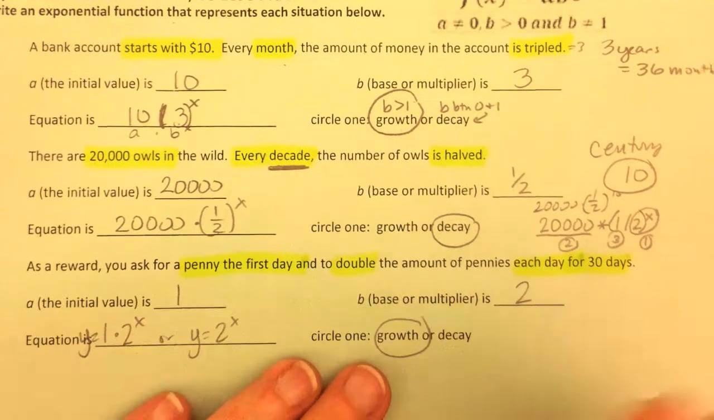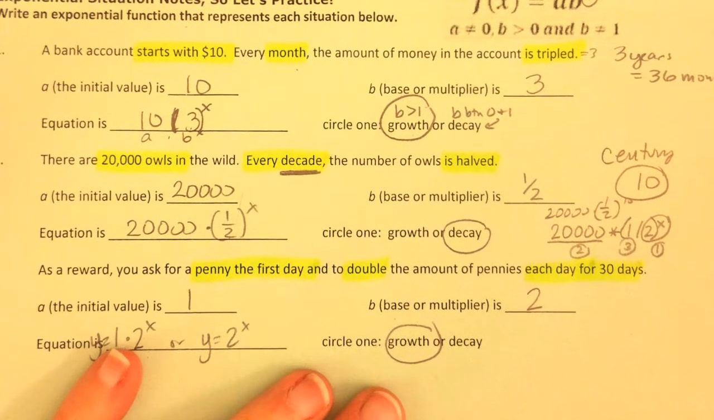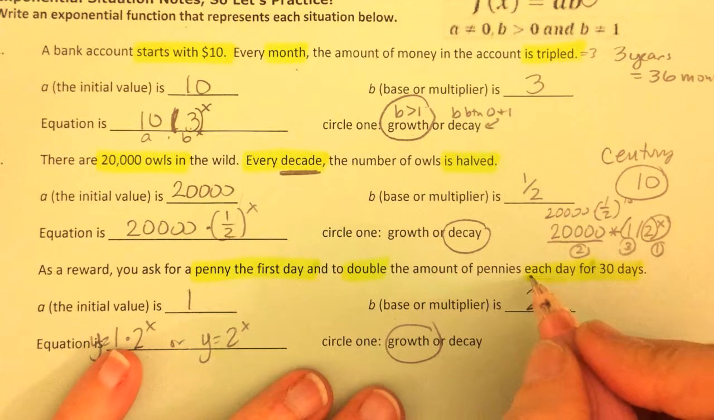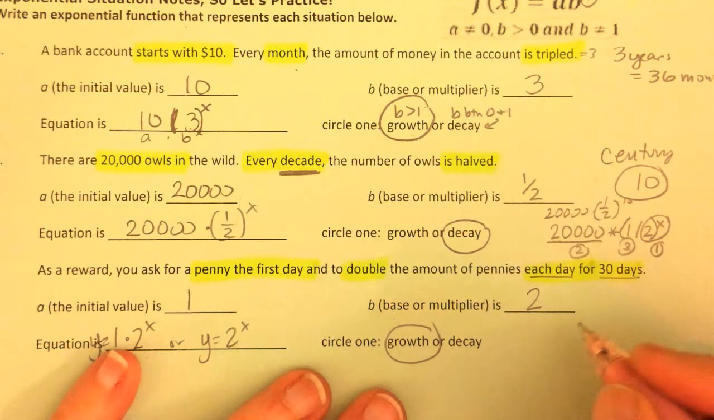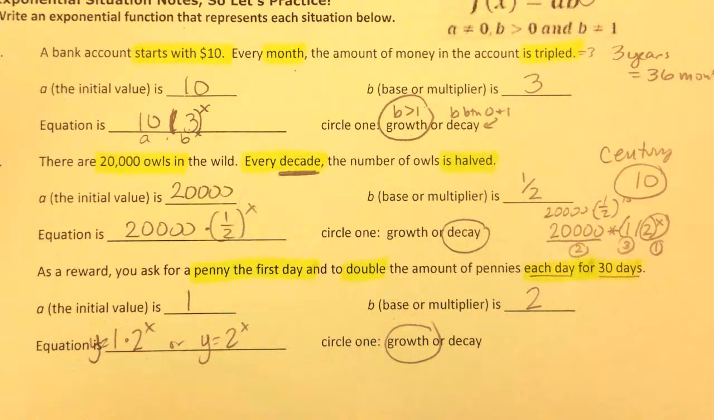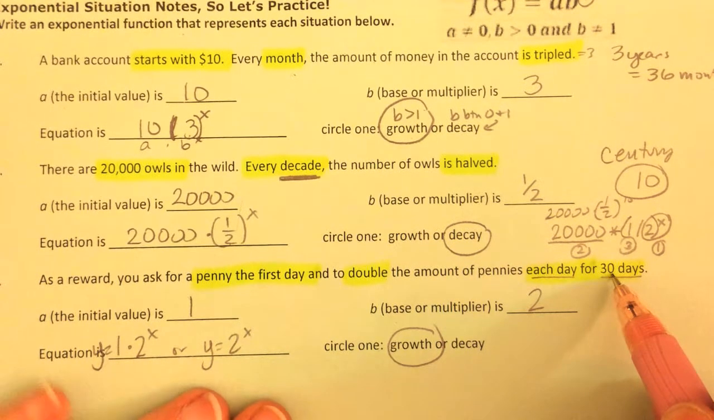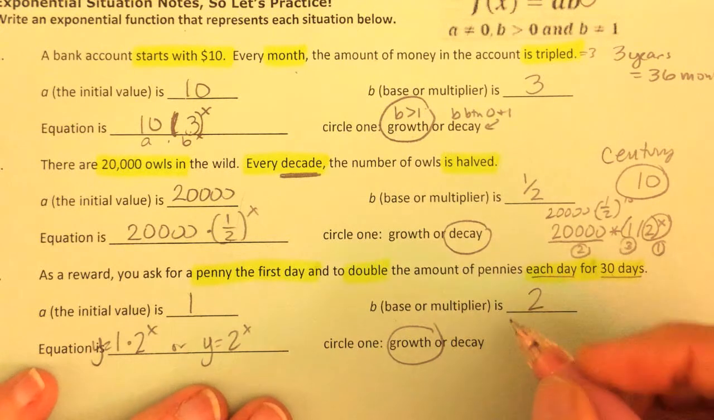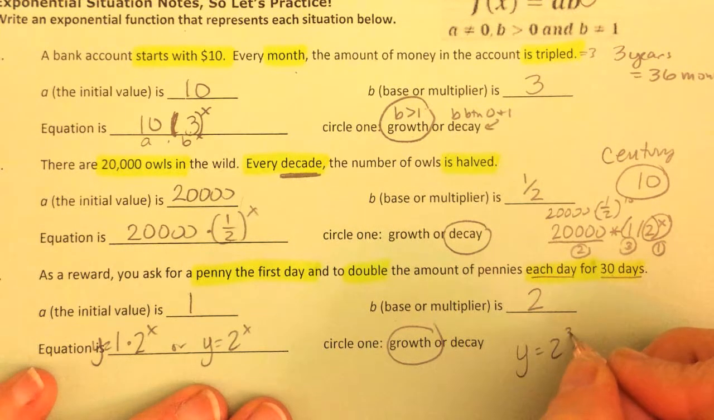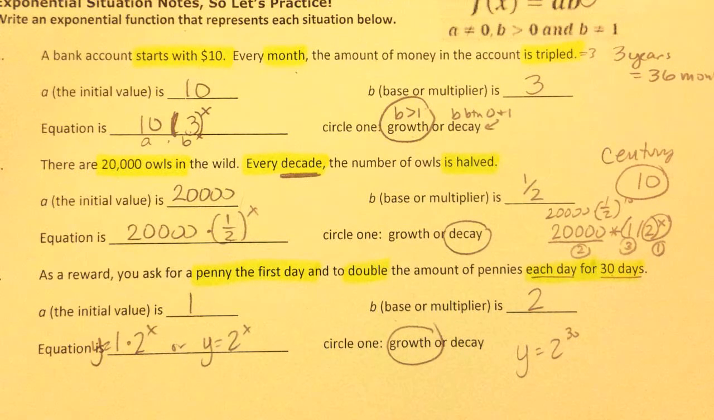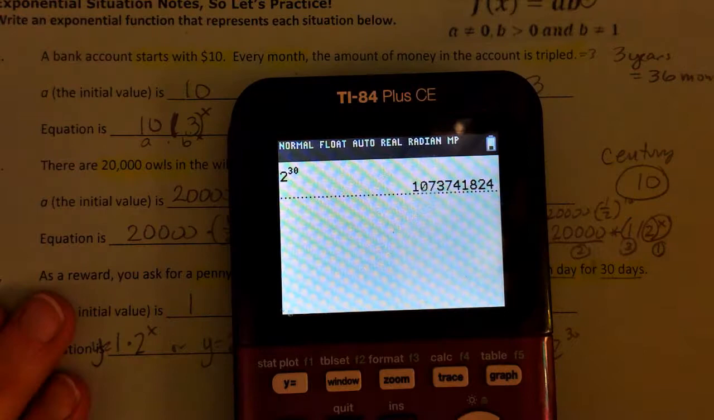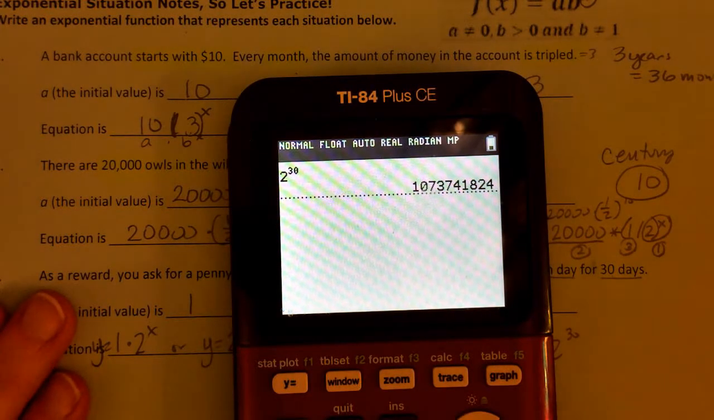Now, for this problem, what is my interval? My interval is each day for 30 days. So if I want to find out how much money I'm going to have at the end of 30 days, what would I substitute in for x? I'd substitute in 30, because 30 is my number of intervals. So I would do y equals 2 to the 30. And let's see how much we have. That many pennies. That's a lot of pennies.